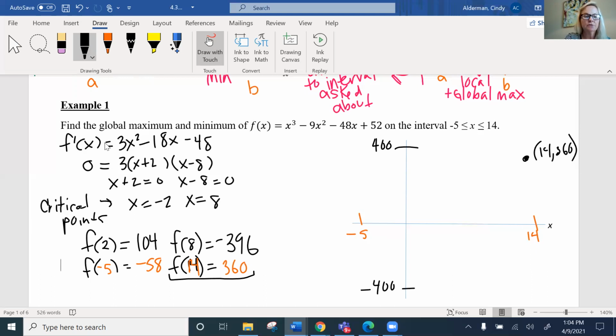So this would be an x value of 14 and a y value of 360. And then if we want to graph the local min, the smallest number here occurs at 8, right? You get -396. So let's see if we can scale this right. Here's 8, and then you'd get this point here, which would be 8 and -396. We also get another local min at -5, right? That would be close to, well, probably let's put it right there. So this one would be -5, -58 when we plot it. Let me make that legible.